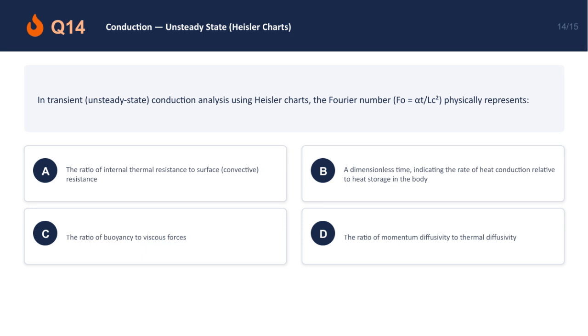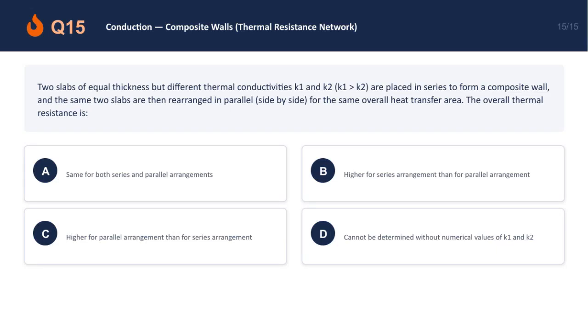Here we have two slabs of equal thickness but different thermal conductivities, K1 and K2, where K1 is greater than K2. When we arrange these two slabs in series to form a composite wall, the overall thermal resistance is simply the sum of the individual resistances. This means the higher resistance from the slab with lower thermal conductivity dominates, and all the heat flow has to pass through it. On the other hand, when these slabs are arranged in parallel, side by side, for the same overall heat transfer area, the overall thermal resistance is calculated differently.